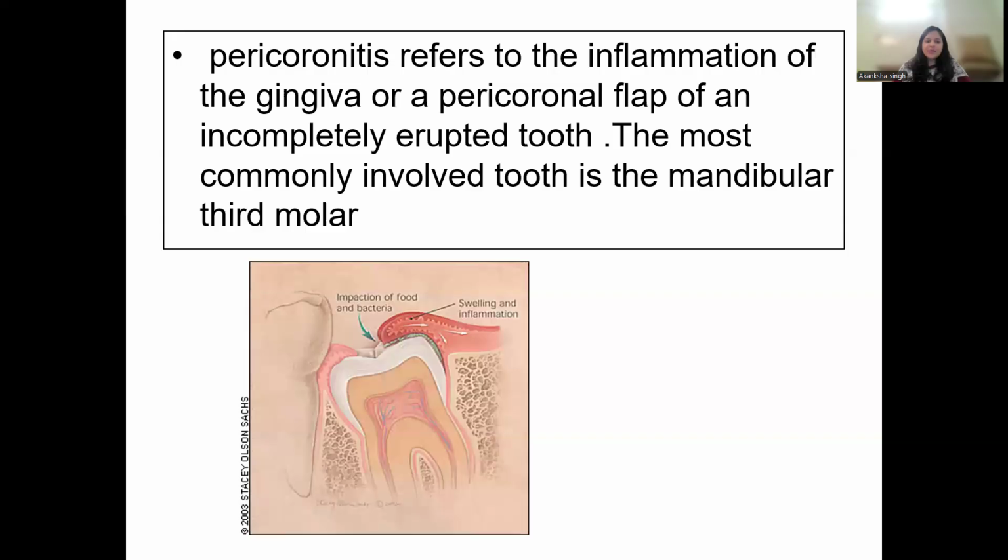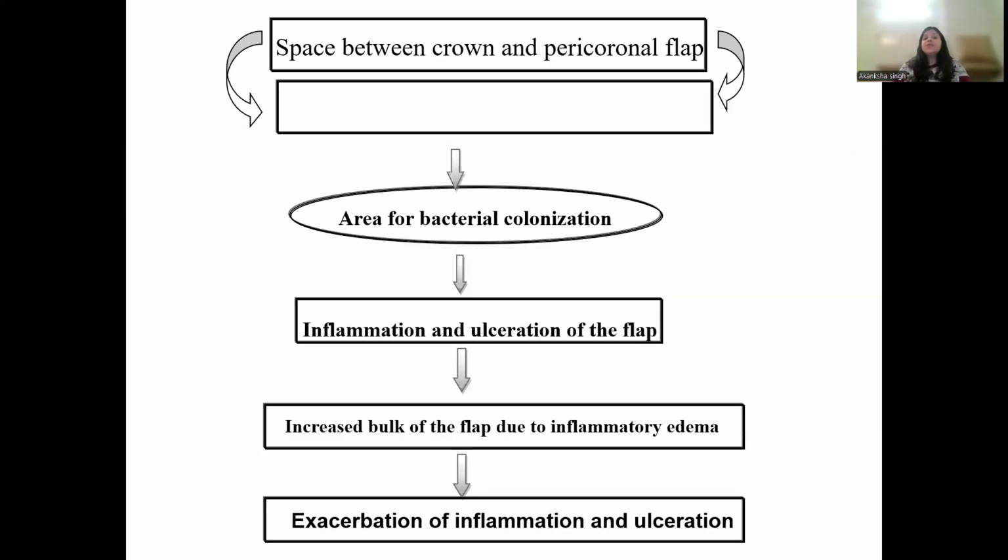You can see in this picture how the flap is upon the coronal portion of the tooth, and because of impaction of food and bacteria, the swelling and inflammation occurs. Next is the space between the crown and the pericoronal flap. So that becomes an area for bacterial colonization. And because of that bacterial colonization, inflammation and ulceration of the flap is seen. And because of that inflammation, there is increased bulk of the flap due to inflammatory edema.